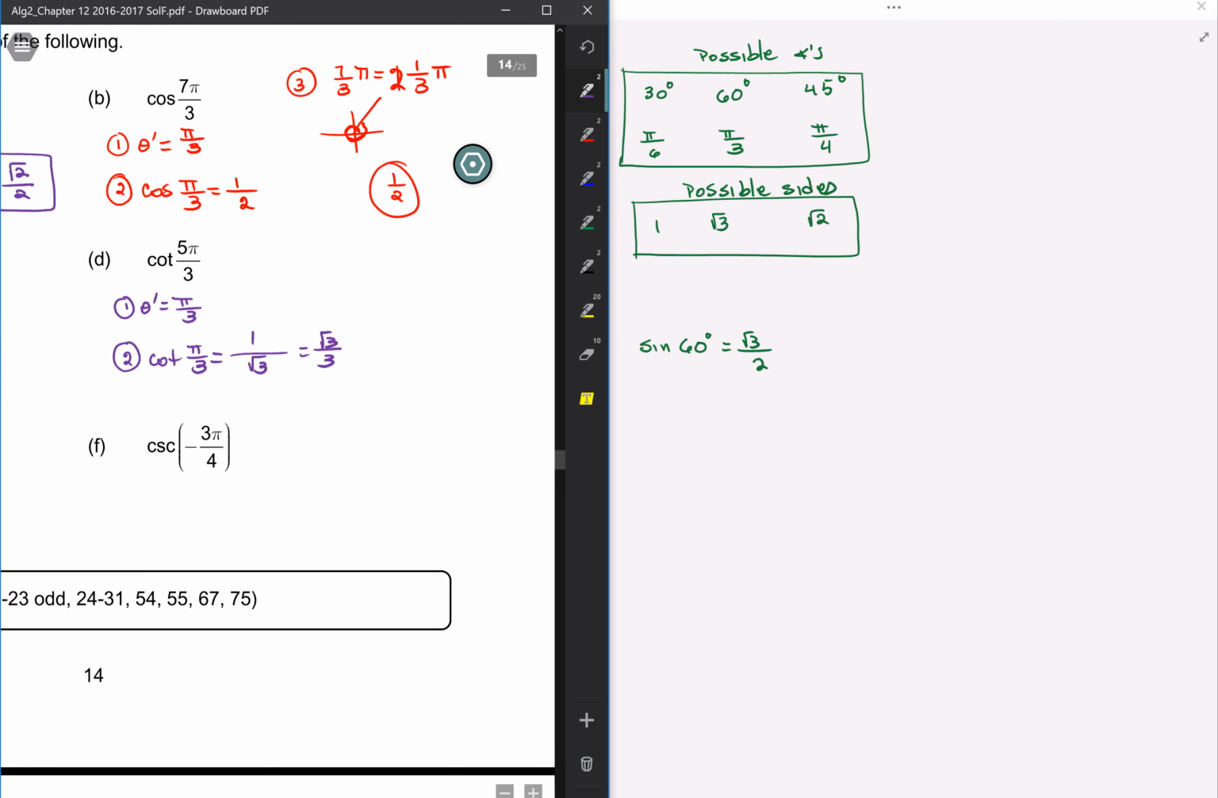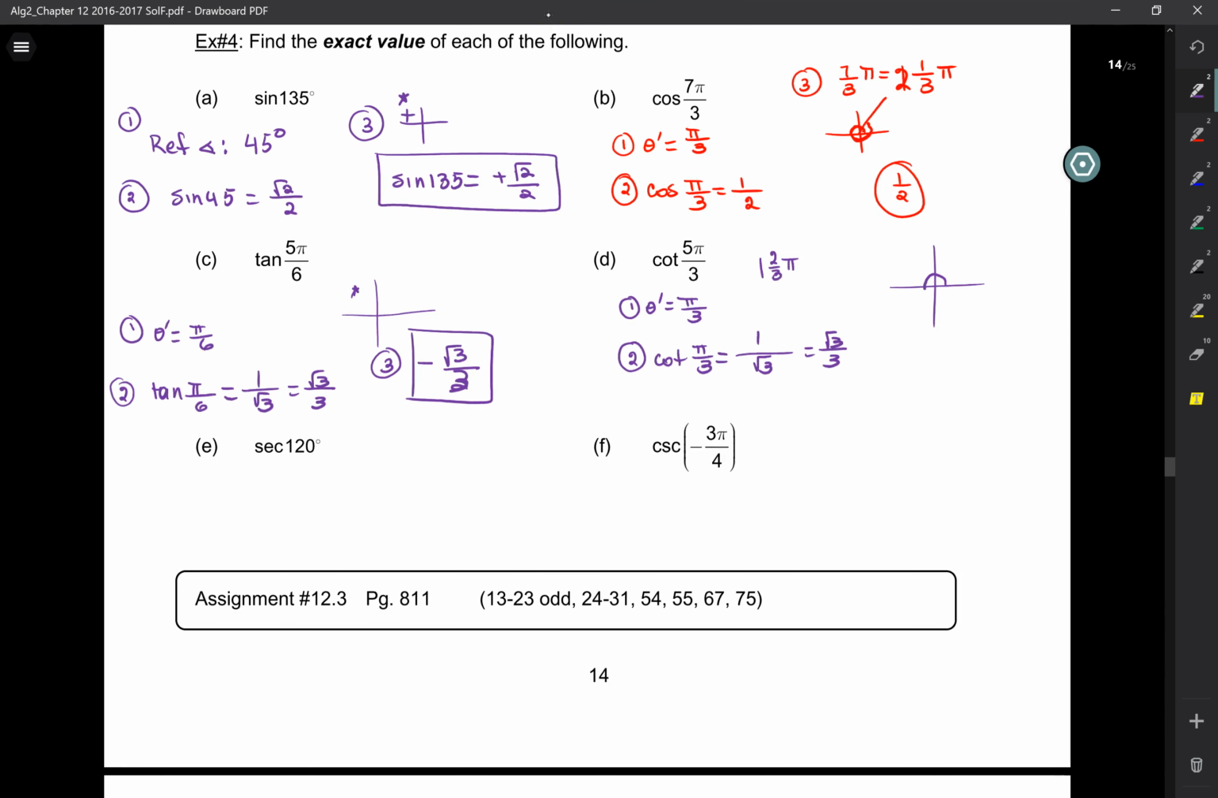Now, what quadrant is this in? This is 1 and 2/3 pi. So look, here is 1 pi. Where do I go for 2/3 pi? Just the next line. Here. Okay? So it's in quadrant 4. Are cotangent and tangent positive or negative there? Cotangent and tangent are negative there. So the answer is negative root 3 over 3. It was the same answer as for C? Uh-huh. Okay.